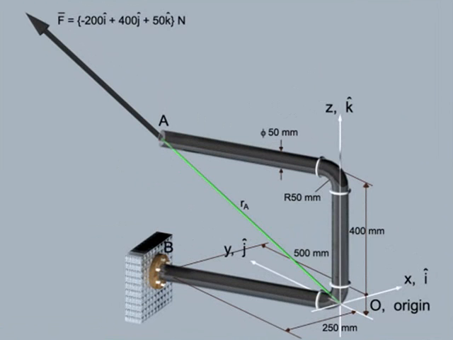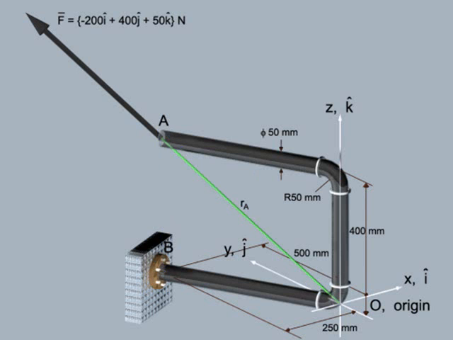Here we have a pipe construction which is fixed at B. The origin has been located here, with the x-axis here, the y-axis here, and the z-axis here. The point B lies in the xy plane. The point A is directly above B. The position vector RA describes the location of A relative to the origin.